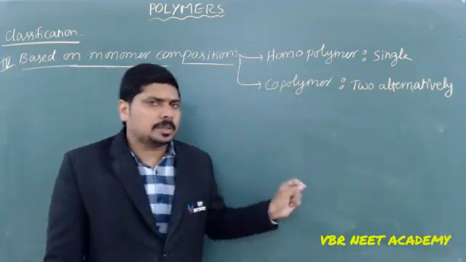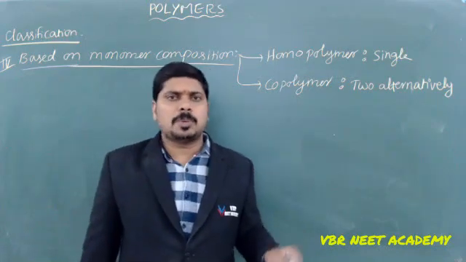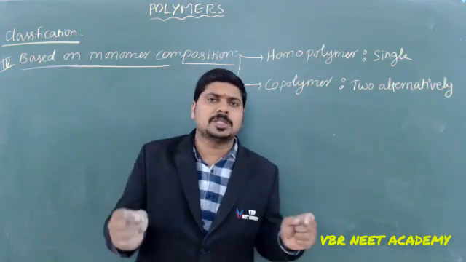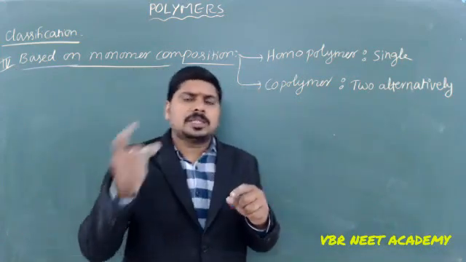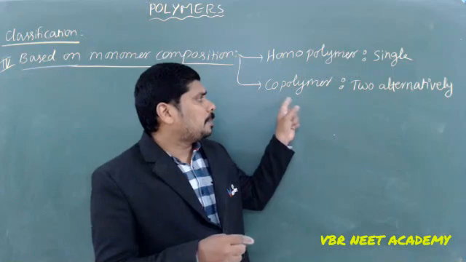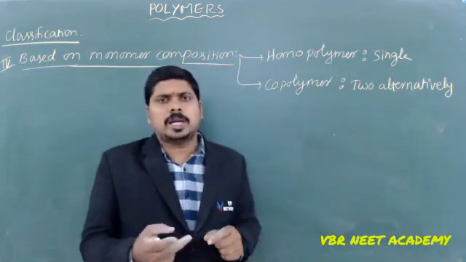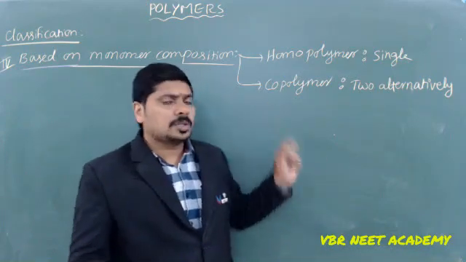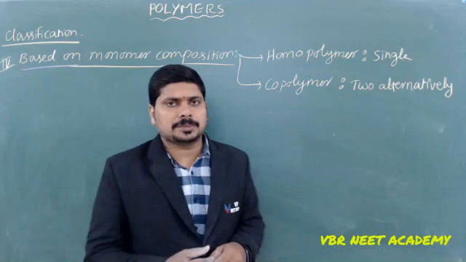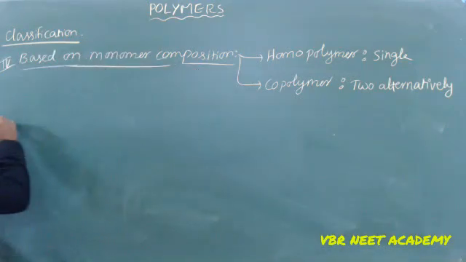They will ask which of the following is a copolymer and which is a homopolymer. We are supposed to look at the composition given. If it consists of a single molecule, it is a homopolymer. If it is made up of two, alternating one after another, it is called a copolymer. That is the classification based on monomeric composition.